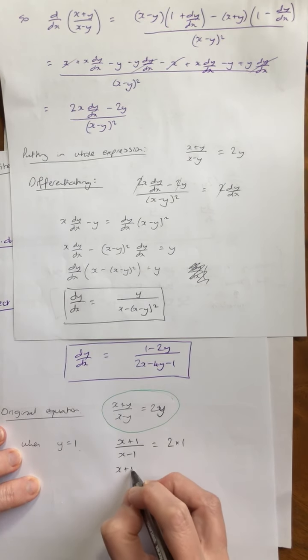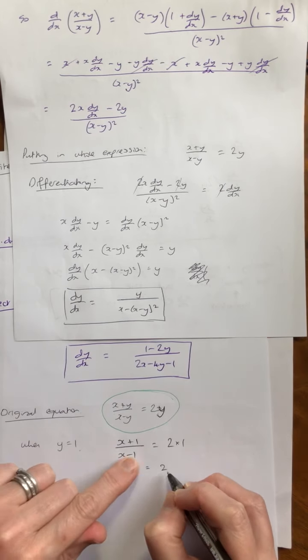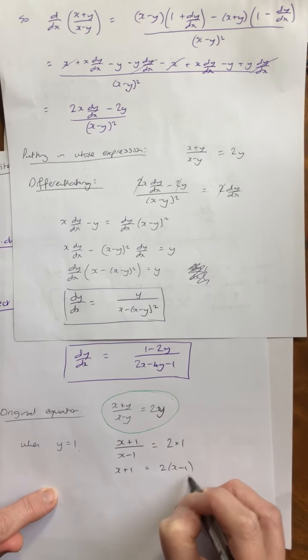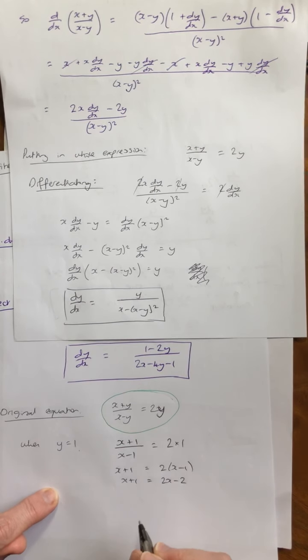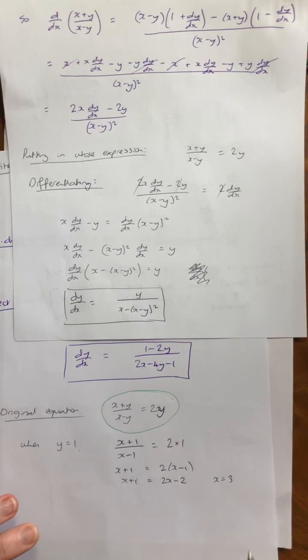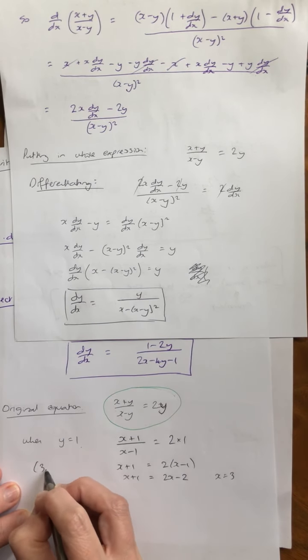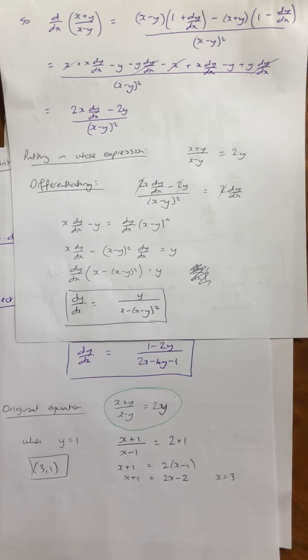I know that x plus 1 is equal to 2 lots of, multiply it by that, x minus 1. x plus 1 is 2x minus 2. And we can see there that x is equal to 3. So I know that the point (3, 1) is a point on this curve.